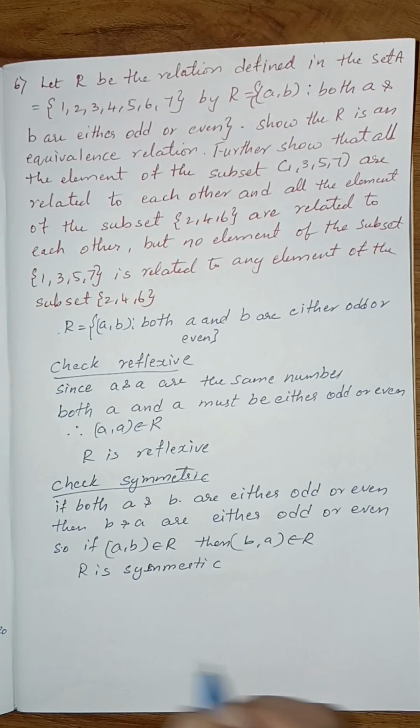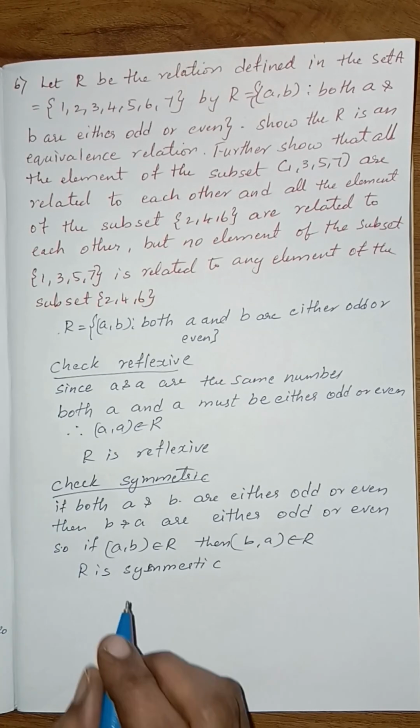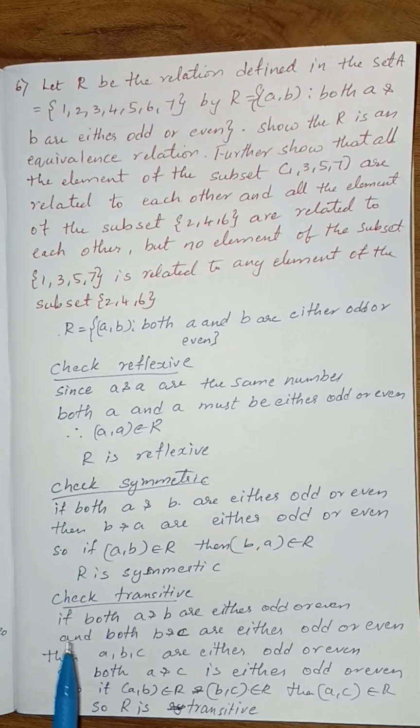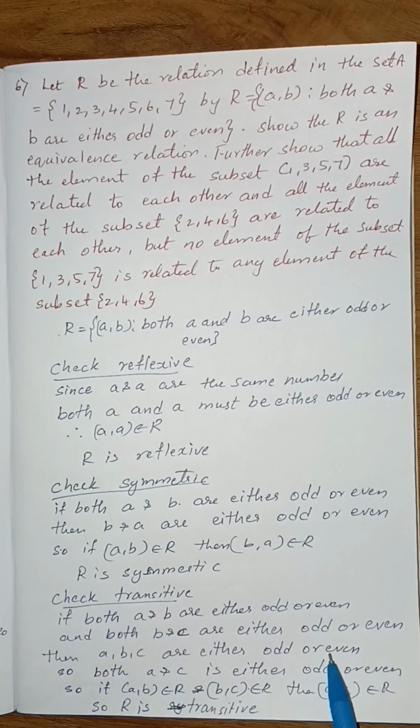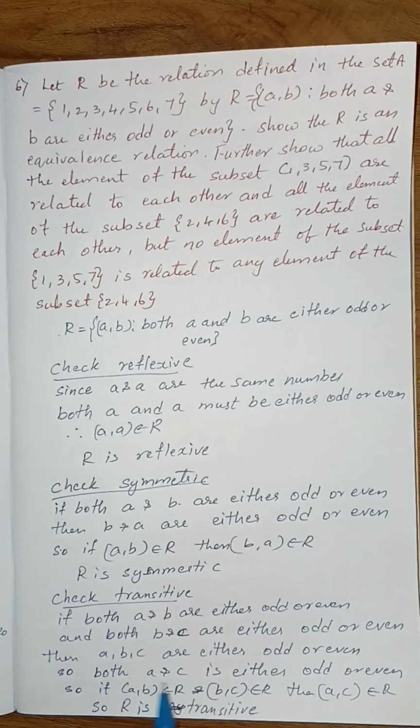So next we have to check for the transitive. We know that a and b can be either odd or even, and b and c can be either odd or even. So if a, b, c are either odd or even, then obviously a and c will be either odd or even. So if (a, b) belongs to R and (b, c) belongs to R, then (a, c) belongs to R. So it is transitive, it is proved.